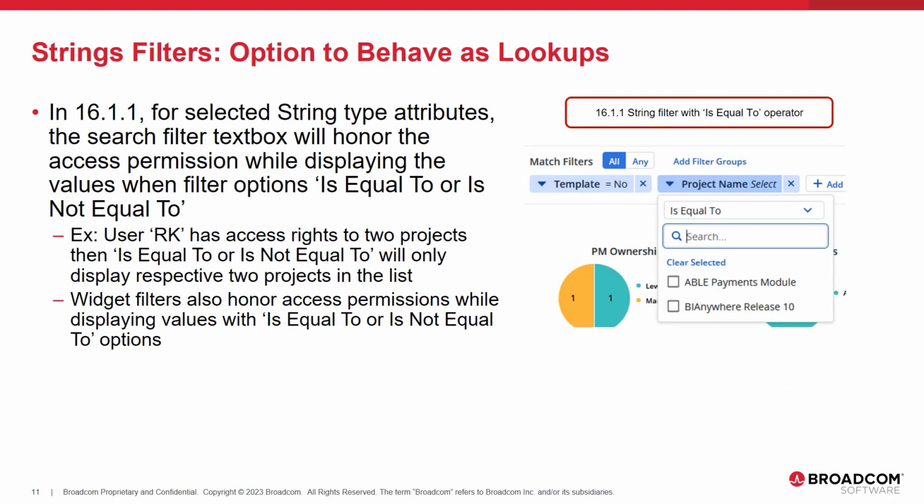In 16.1.1, for selected string type attributes, the search filter text box will honor the access permissions while displaying the values with filter operators is equal to or is not equal to. For example, if a user has access rights to access only two projects, then the string filter project name will only display two projects with is equal to or is not equal to operator for the user while working with the project name filter. Widget filters also honor access permissions while displaying values with is equal to or is not equal to operators.